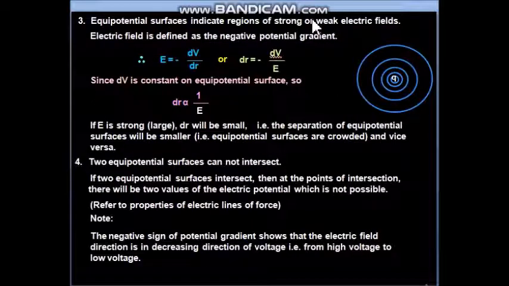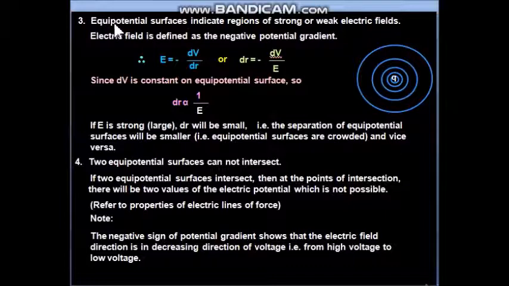Students, let us continue with the properties of equipotential surfaces. In our first video, we understood the two properties of EPS, that work done on the EPS is 0 and electric field and EPS are at 90 degrees. Now let us begin with the third property, that says equipotential surfaces indicate the regions of strong or weak electric fields.